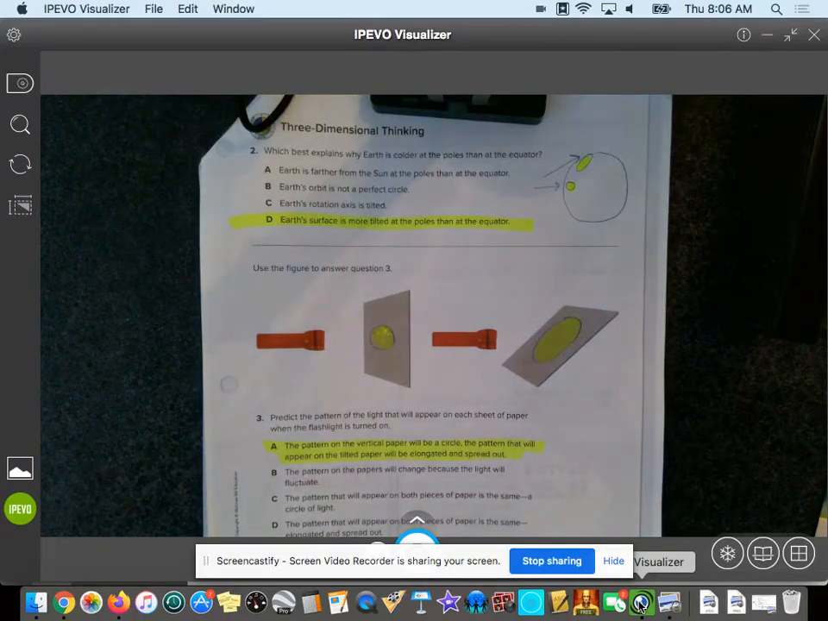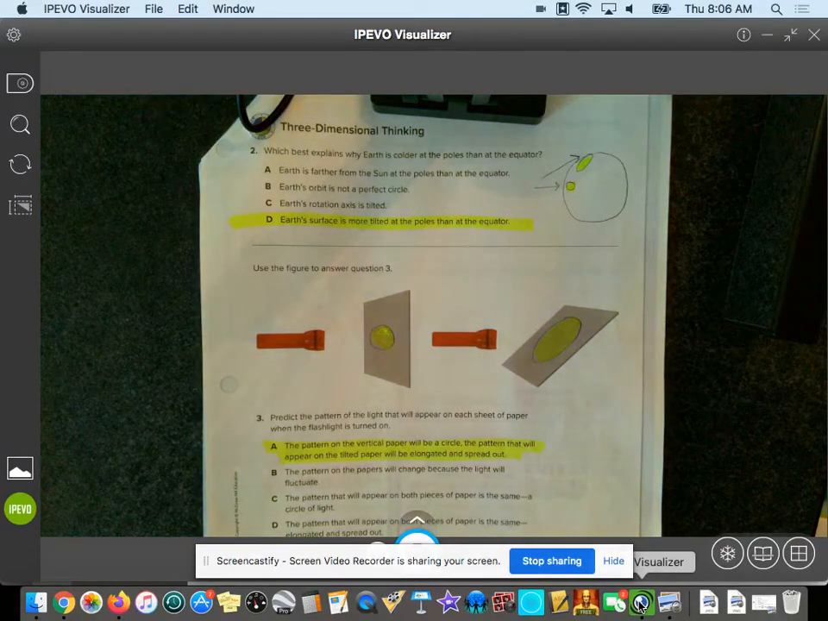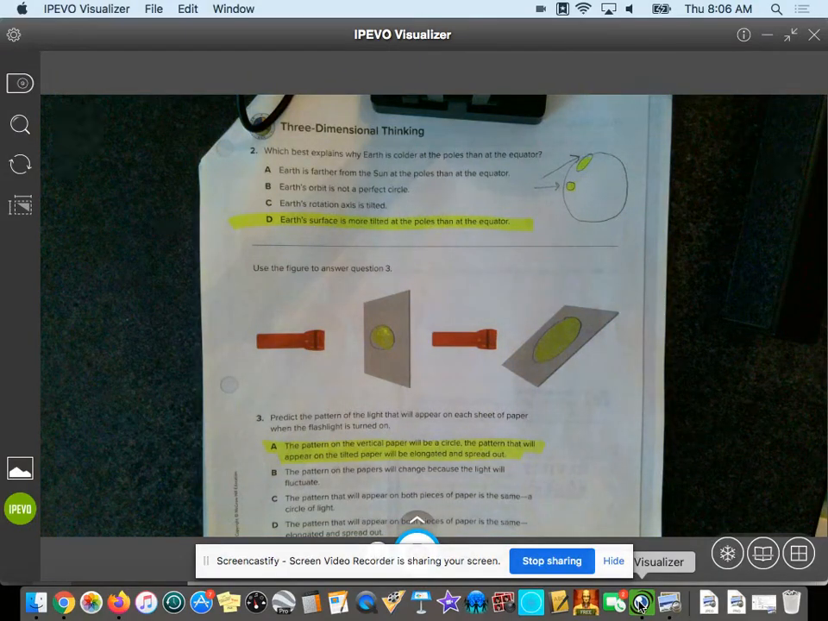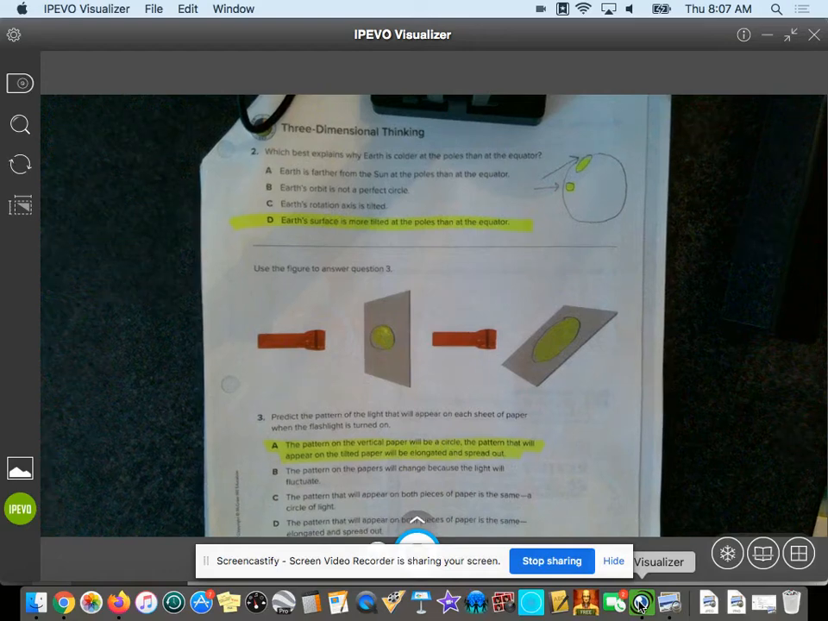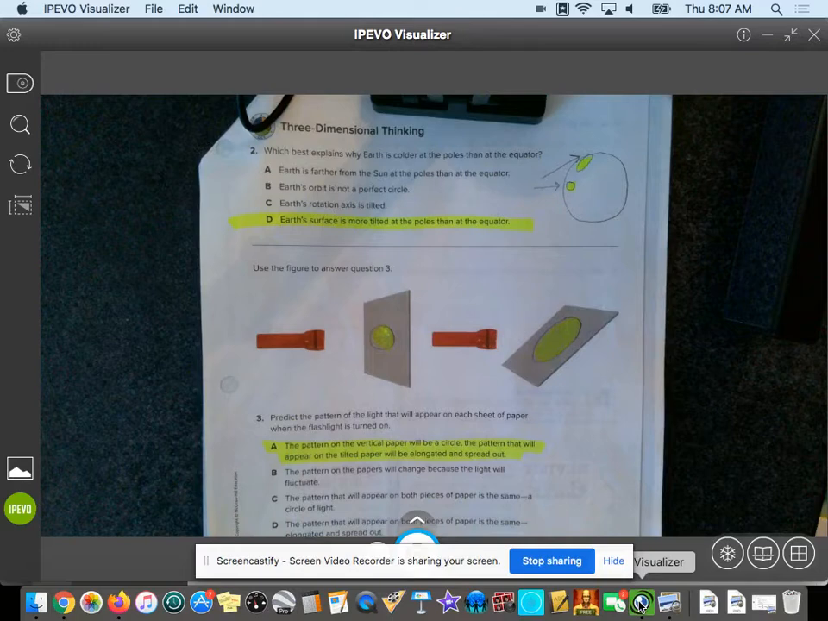Okay. For number 3, predict the pattern of the light that will appear on each sheet of paper when the flashlight is turned on. I did this simulation for you, and we all saw it happen. The circle turns into an elongated, stretched out oval. And the only explanation down below that says that is A, the pattern on the vertical paper will be a circle. The pattern that appears on the tilted paper will be an elongated, spread out circle. Trying to simulate that solar energy gets spread out as Earth curves.